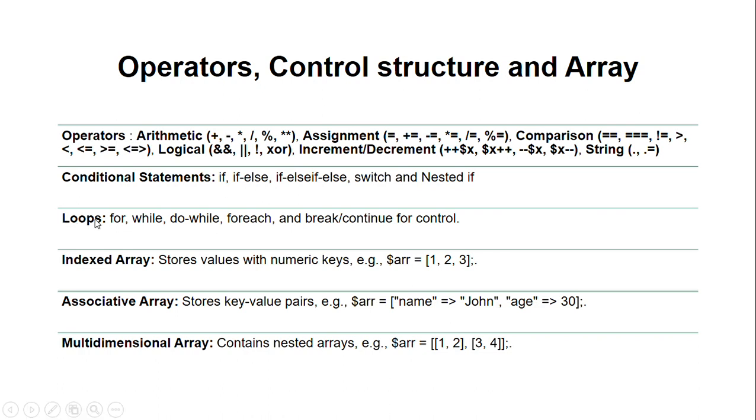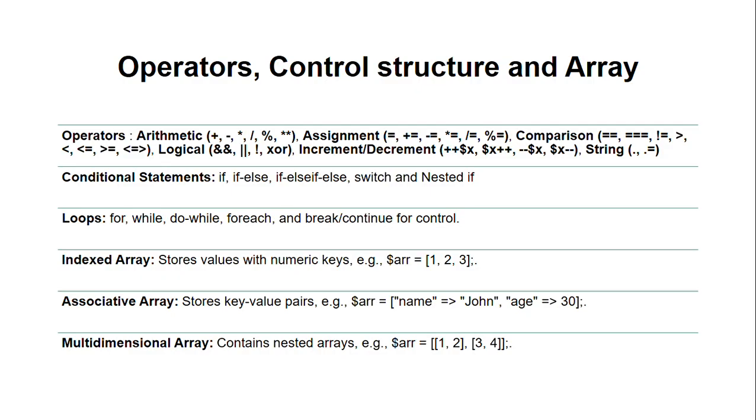Then we have loops. Loops are nothing but until and unless the condition is false, it is going to execute again and again. So that's the difference between conditional statements and loops. Conditional statements get executed only once, whereas loops get executed as long as the condition is true.